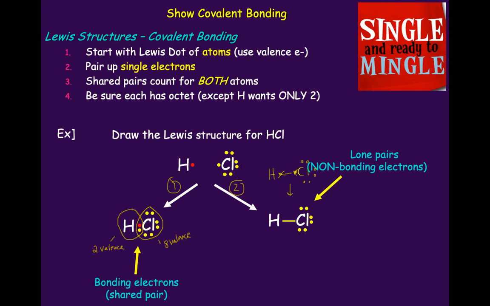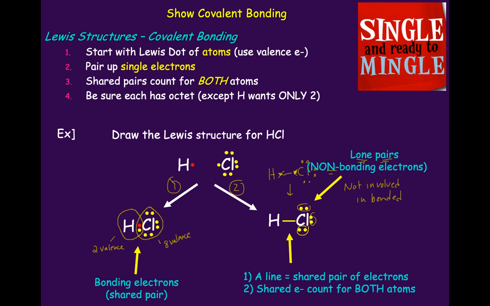Now, something to really think about also on the side here is these electrons that you draw that are not involved in the bonding. Again, in both structures, you'll see these electrons here that are not involved. They're called lone pairs or non-bonding electrons. These are not involved in bonding. They complete the shell, but they're not involved in that bonding part.